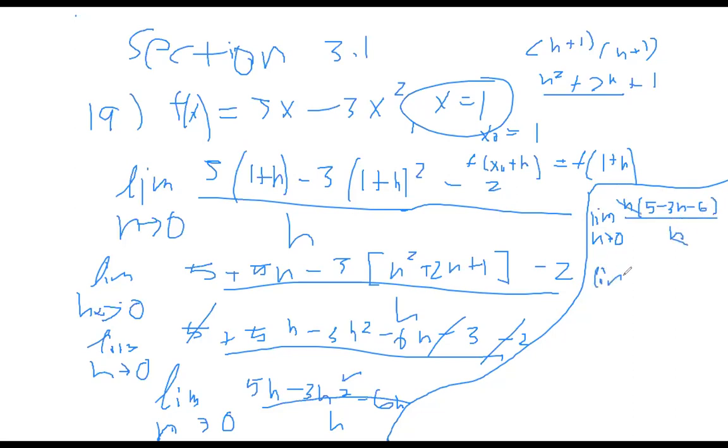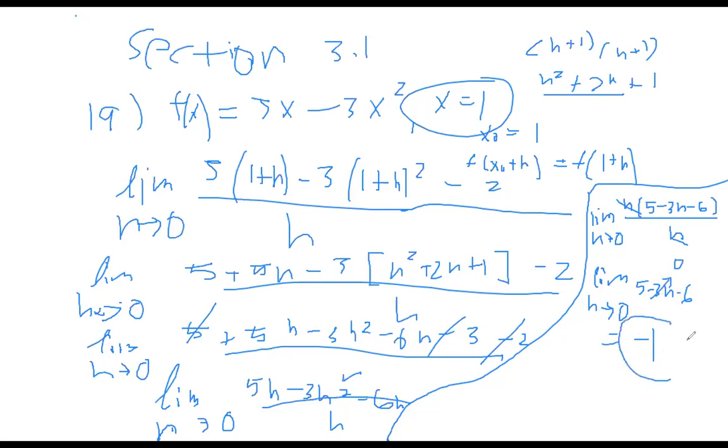So you have the limit as h approaches 0 of 5 minus 3h minus 6. And then you plug in the 0. That's just going to be 0. So you have negative 1, and then you should get negative 1. Minus 3h squared minus 6. Oh no, we already got rid of that. So that should be negative 1.